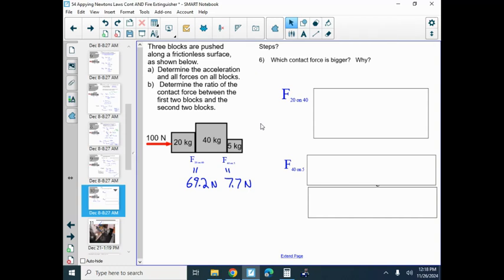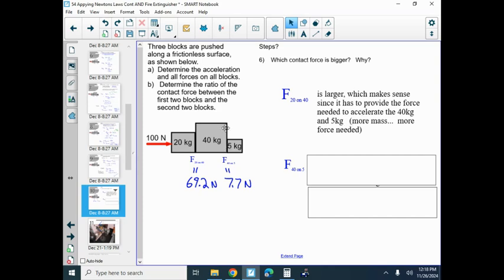And then this idea here is an extra question that obviously would have to be asked to prompt you to do this. But if you look at those forces, the 69.2 and the 7.7, it says which contact force is bigger and why. Well, we can certainly analyze that this one is bigger because it needs to be in order to provide the force to push and accelerate all that weight, all that mass, I should say, right? So I put in there, it's larger since it needs to provide the force needed to accelerate the 40 and the 5 kilogram combined.